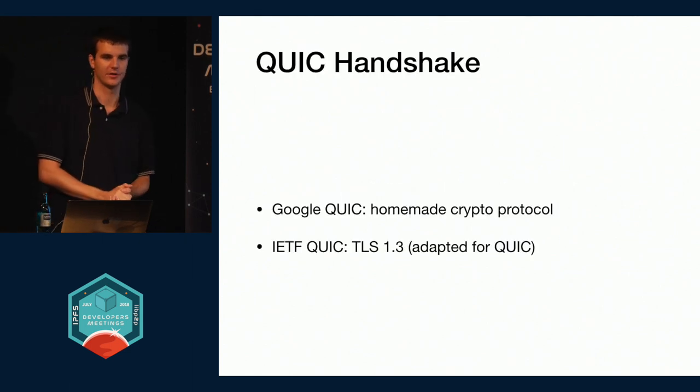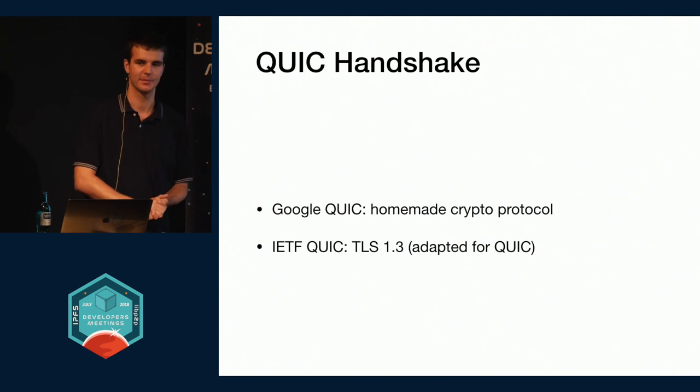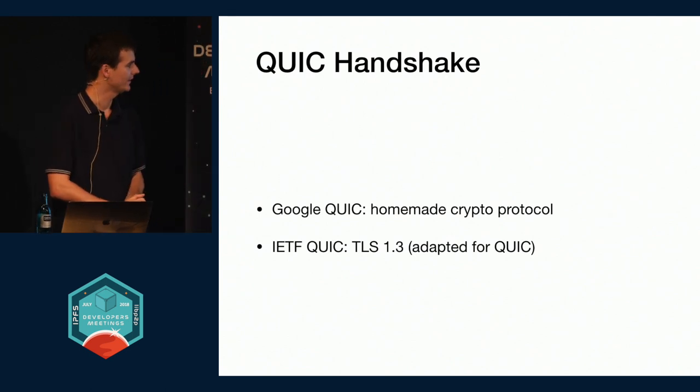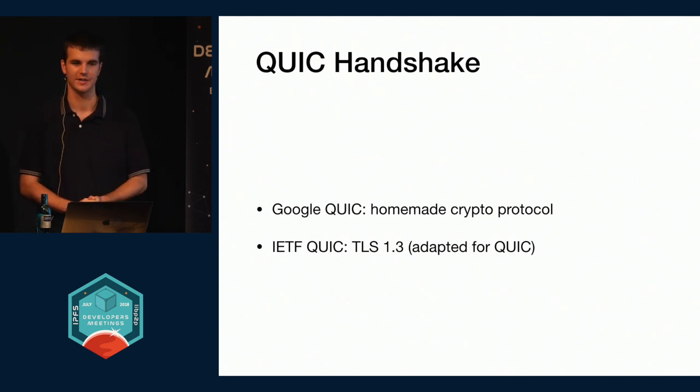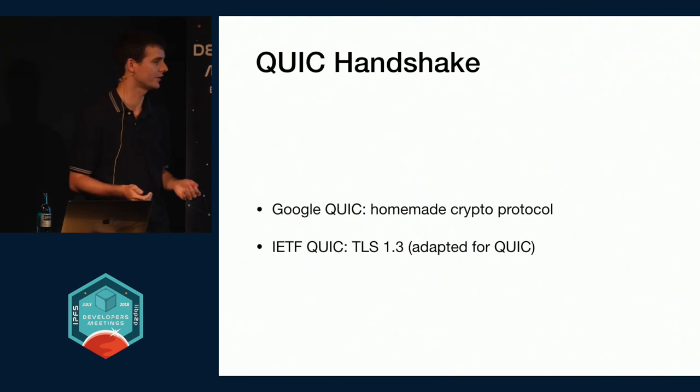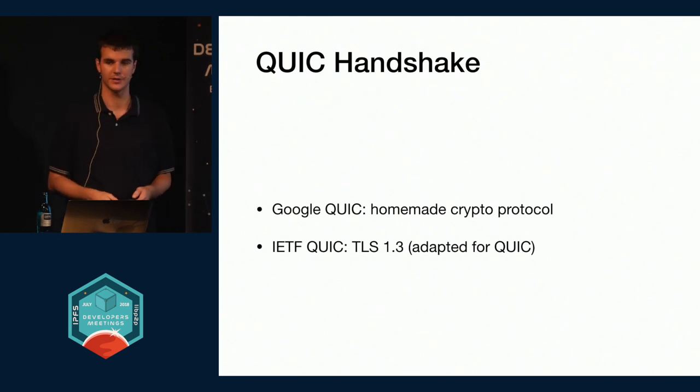So first of all, the handshake. We need to establish a secure connection. And when Google invented QUIC, TLS 1.3 didn't exist. So they invented a new crypto protocol, QUIC Crypto, which was optimized for QUIC. And it's still used by Chrome today.